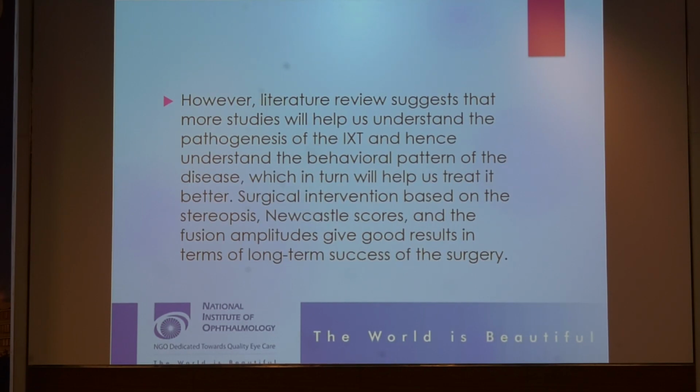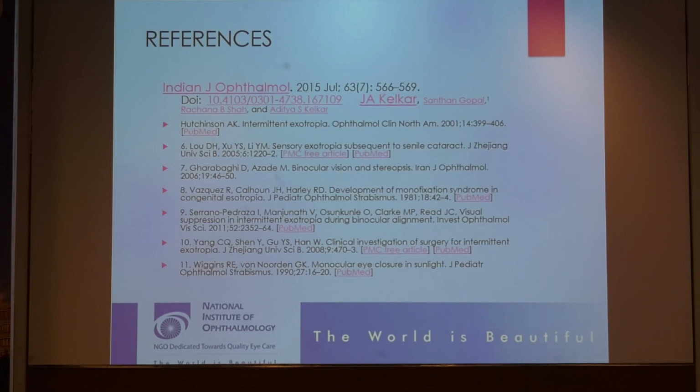But literature review suggests that most studies will help us understand the pathogenesis of intermittent exotropia and the behavioral pattern of the disease, which will help us to treat it better. Because all said and done, there are also papers which ask, does intermittent exotropia ever get better? Once an exotrope, always an exotrope is also seen in a few patients.